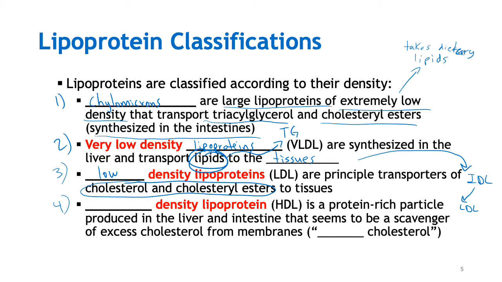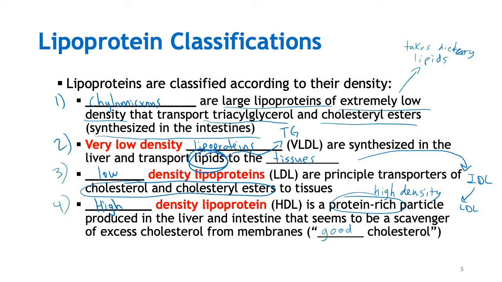Lastly, our final one is called HDL. Those are high-density lipoproteins, and it's a protein-rich particle because protein-rich means that it is high density. Proteins are very dense. So that's how you can think about these. Chylomicrons have a very low protein component. High-density lipoproteins have a very high protein component. These are produced in the liver and intestines, and they seem to be a scavenger of excess cholesterol from membranes. So you can think of these as good cholesterol.